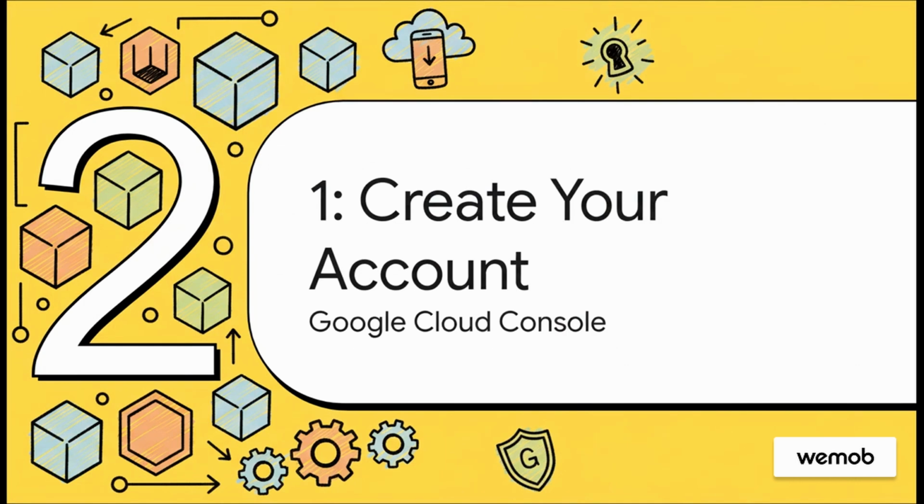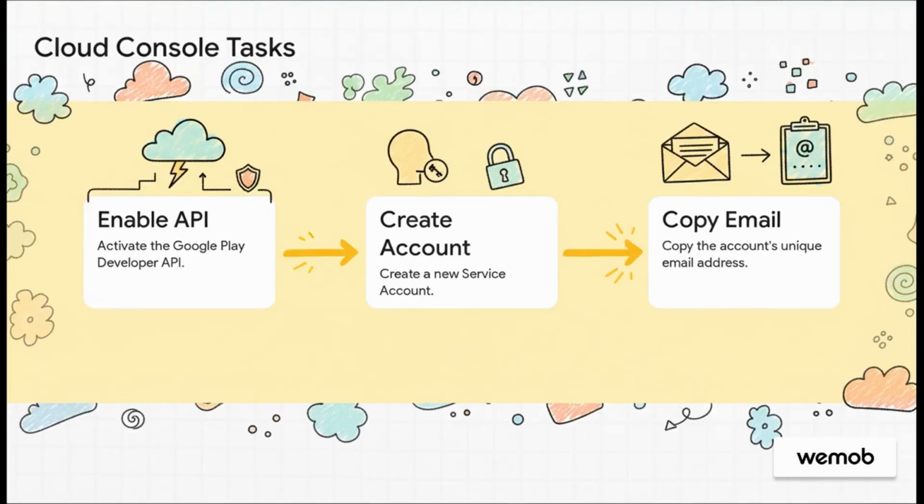All right, let's get our hands dirty with part 1, creating the account. For this bit, we're going to be in the Google Cloud Console. Now don't worry if you've never been in there before, I promise the steps are super straightforward. In here, we're just going to do 3 quick things. First, we'll enable the right API. Then, we'll create the service account itself. And finally, we'll copy its unique email address, because we're going to need that for the next part.